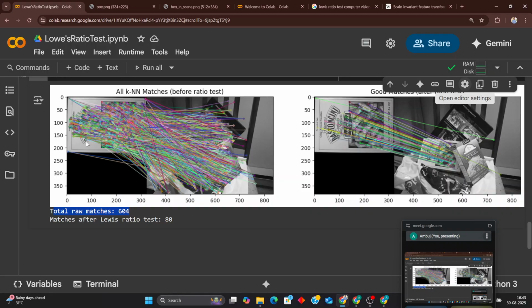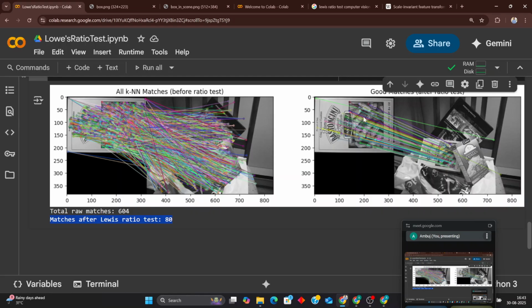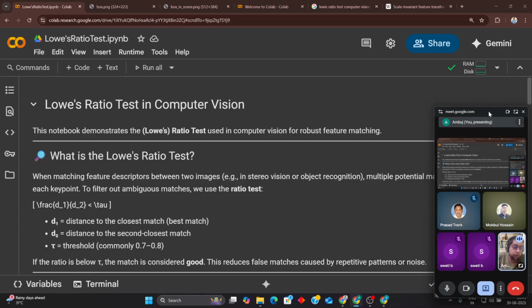In total, all these lines which you are seeing in different colors would be 604. But after feature reduction, performing the Lowe's ratio test and keeping the threshold at 0.75, they have been reduced to 80. These are the good features which we can take for our analysis, for our object detection, for our feature extraction. So this is regarding the Lowe's ratio test that you asked me in your previous session.